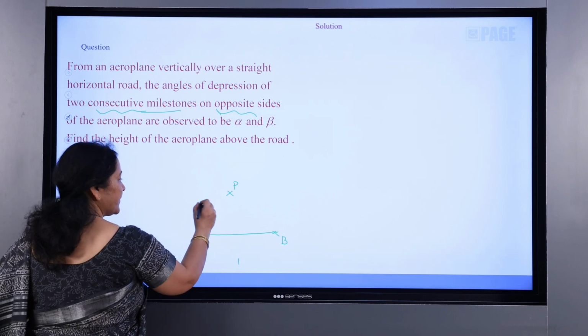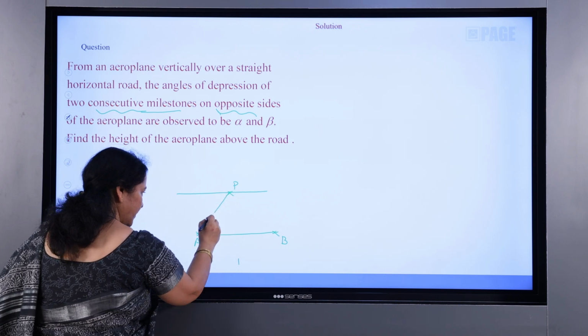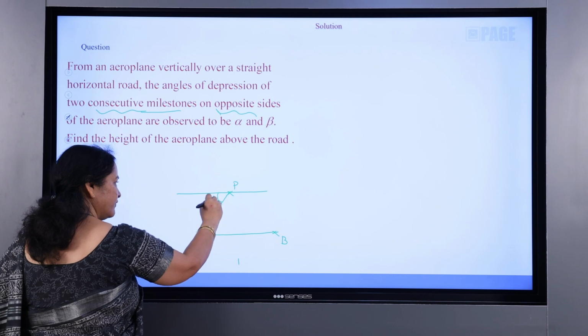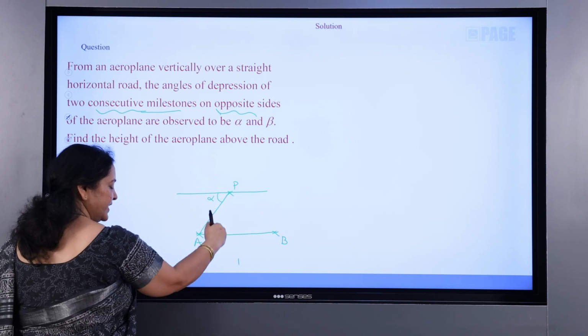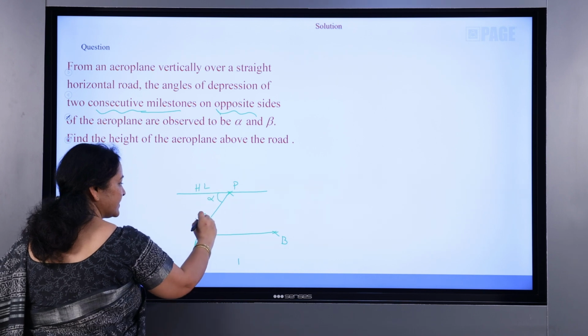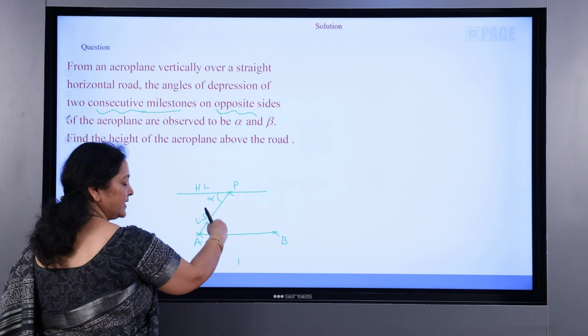Okay, now this is the point of observation. So from this point, the milestone observed here is making an angle of depression alpha. Now these two being parallel lines, this is the horizontal line as we know, this is a line of sight, this angle is going to be alpha because the two lines are parallel.